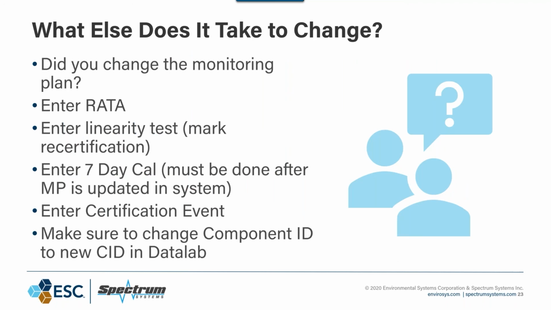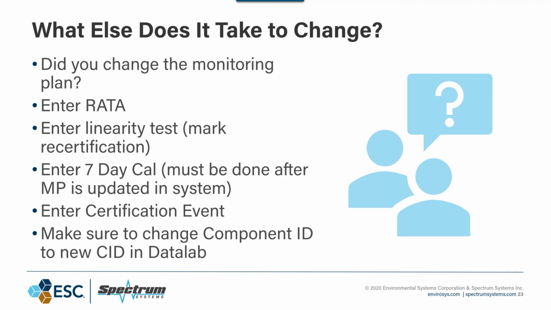So what else does it take to change? Some of the things you could get caught up with: are you changing anything in your monitoring plan? Make sure that you're updating in Stack Studio and that you're downloading to Stack Vision. That way, when you generate the most up-to-date QA emission files, you have the most up-to-date monitoring plan as well. If you're entering a new RATA, you're going to want to make sure, again, that you rerun your daily process now. You have the correct information as far as vendor ID, et cetera, that we mentioned before.